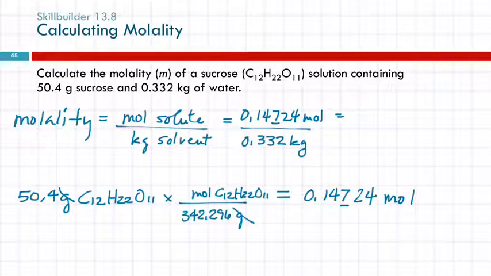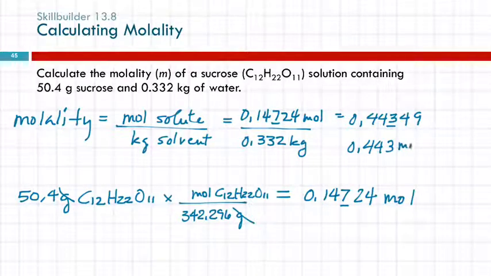The denominator also has 3 significant figures, and so my final answer is going to have 3. That's without rounding, and then rounding is 0.443, and I can say moles per kilogram, or I can say 0.443 m. Not meters, molality. Any questions?